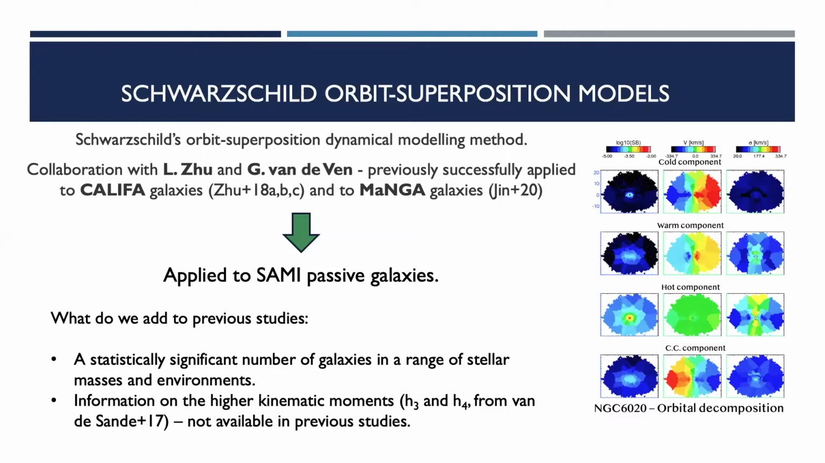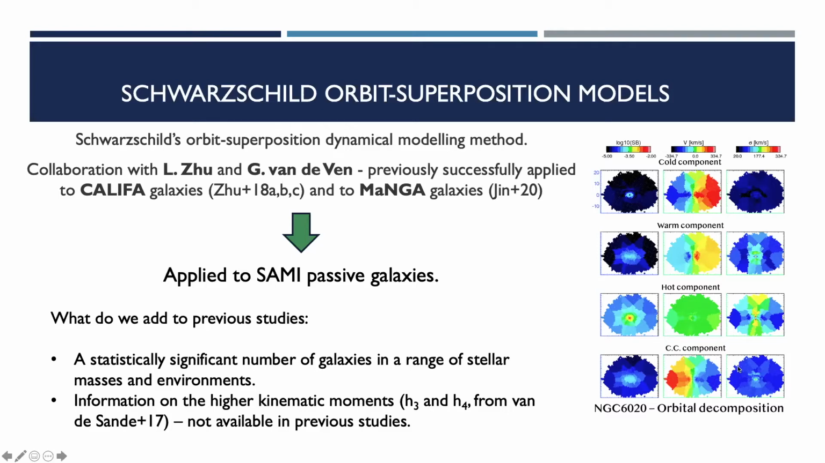We separate the kinematic orbits into 4 different components: a cold component with near circular orbits, so rotationally supported, a hot component with near radial orbits, so pressure supported, a warm component in between these two, and a counter-rotating component that is similar to the cold and warm components, but rotating in the opposite direction. The inferred internal orbital distributions can be used to reconstruct the photometry and the kinematics of each of these components. You can see an example in the picture on the right here.